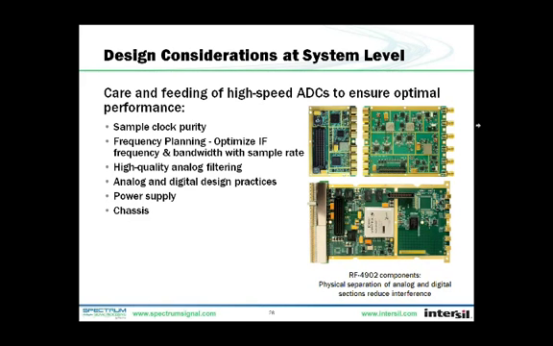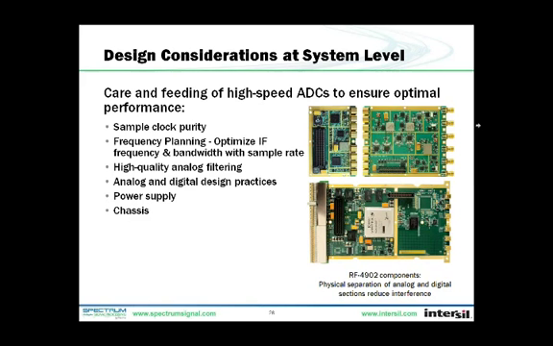Next, you need high-quality analog filtering. Filters remove noise and other undesired signals by removing the frequencies you don't want. Many key performance characteristics are a result of your filters that go before the ADC. Careful analog and digital design practices also drive performance. These practices include shielding and grounding. This impacts the design of boards and the metalwork for shielding.